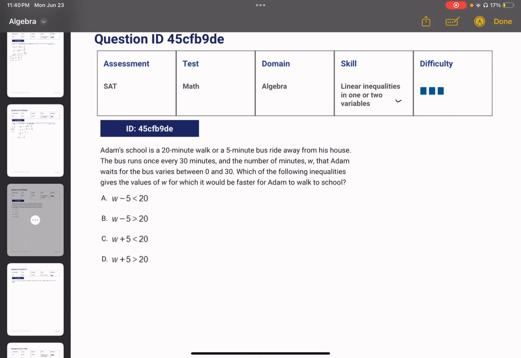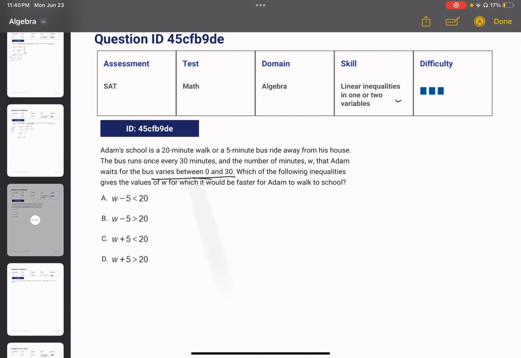Looking at this next problem, Adam's school is a 20-minute walk or a 5-minute bus ride away from his house. The bus runs once every 30 minutes, and the number of minutes W that Adam waits for the bus varies between 0 and 30. Which of the following inequalities gives the values of W for which it would be faster for Adam to walk to school?